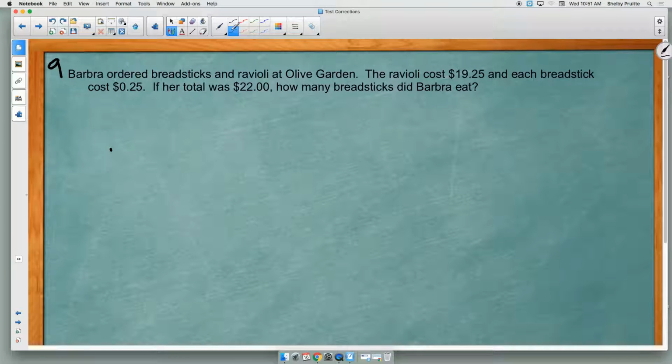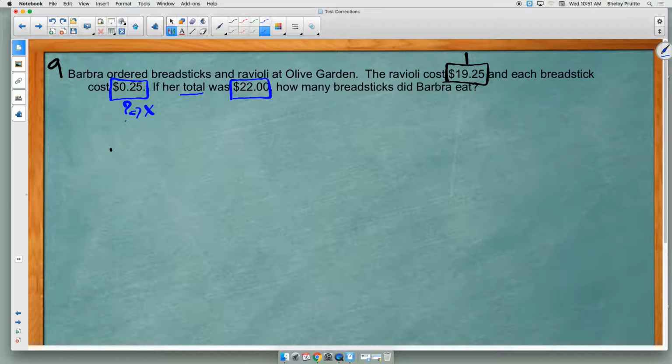So I know that the ravioli costs $19.25, and she's only getting one of them. And then we come over here, now each breadstick costs 25 cents, and we're not sure how many she's getting, right? So that question mark, we could also say, oh, hey, that's my variable right there. X, or if you want to use B for breadsticks, that's fine too. And then her total was $22.